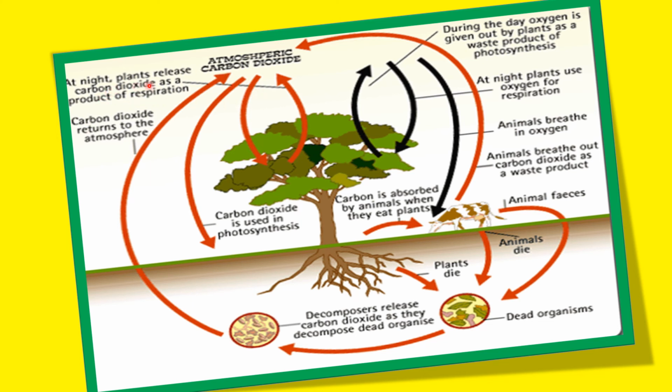How? At night, plants release carbon dioxide as a product of respiration. Carbon dioxide returns to the atmosphere by this process. And this arrow represents carbon dioxide is used in photosynthesis. So, two cycles have been maintained over here. One is for oxygen and another one is for carbon dioxide. So, two processes are involved over here. One is photosynthesis and another one is respiration.